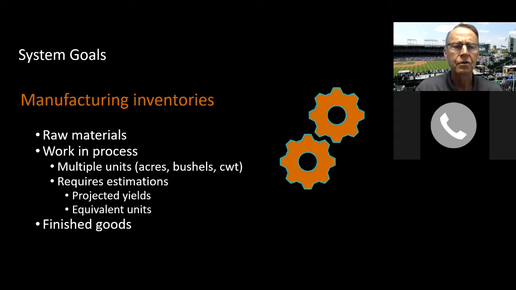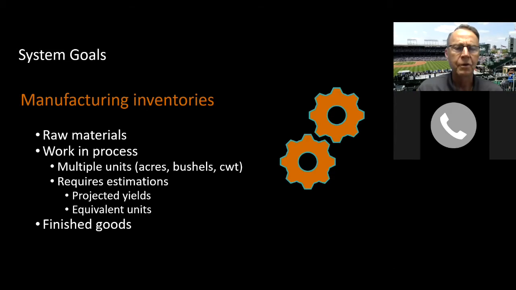So what we're really trying to do is adapt manufacturing accounting for inventories to agriculture. And the common denominators are that we use raw material inventories. Raw material inventories in agriculture are seed, chemical, fertilizer, feed, pharmaceuticals, and other products, which are transferred into work in process, which is the growing crops and animals.